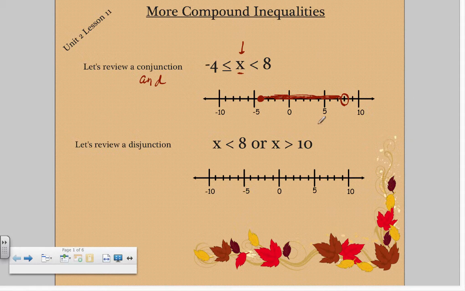And there's a conjunction. A disjunction means "or." So we can go one way or the other. We have our choice. So in this case, we have 8 and 10. Now remember, they're not equal, so we can't pick 8, we can't pick 10.